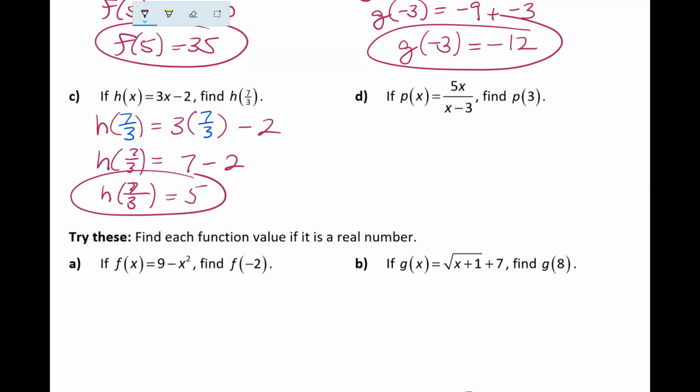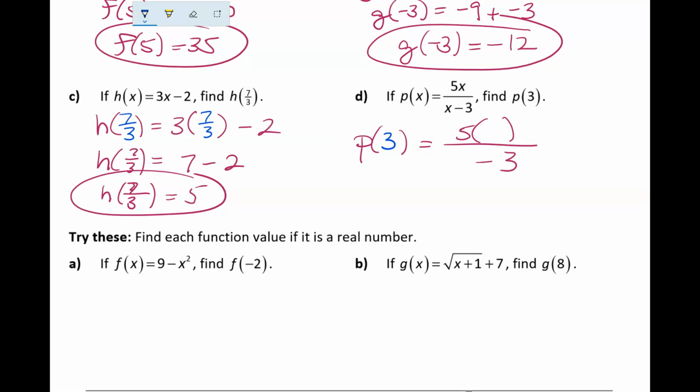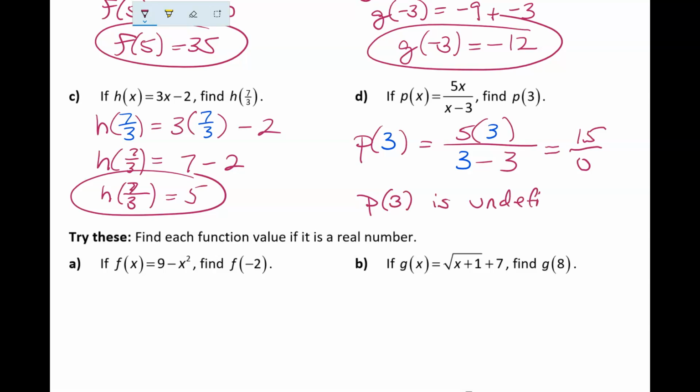And last one, p of x is equal to 5x over x minus 3. We're going to replace all the x's on both sides of the equation with the number 3. So p of 3 equals 5 times 3 over 3 minus 3. And we get 15 over 0. And so what that means is p of 3 is undefined since you cannot divide by 0. Division by 0 is undefined. All right, try A below on your own.